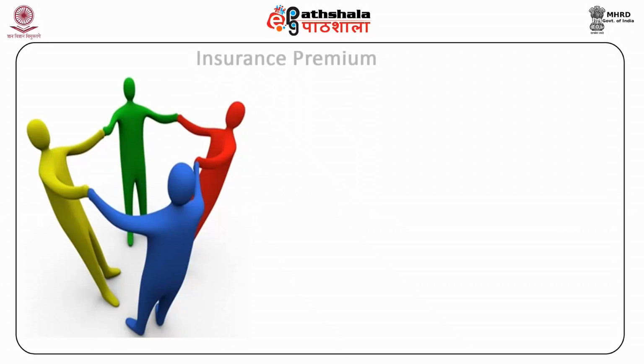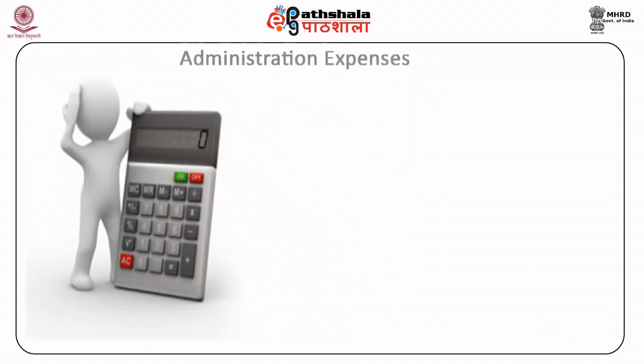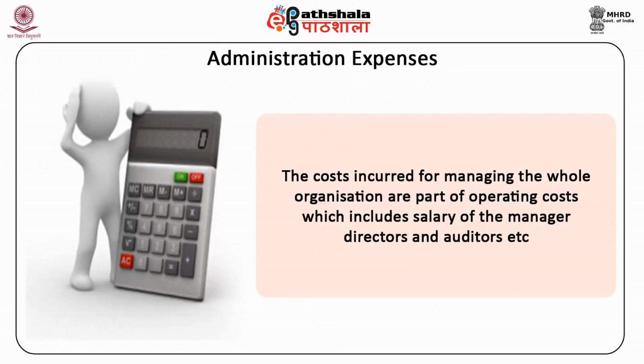Insurance premium. Whenever a firm is operating, it faces many risks of loss or destruction of assets. Therefore, it must get all its assets insured and transfer some part of the risk to the insurance companies. The premiums paid for this insurance is a part of operational cost. Administration expenses. The cost incurred for managing the whole organization are part of operating cost, which includes salary of the manager, directors and auditors, etc.